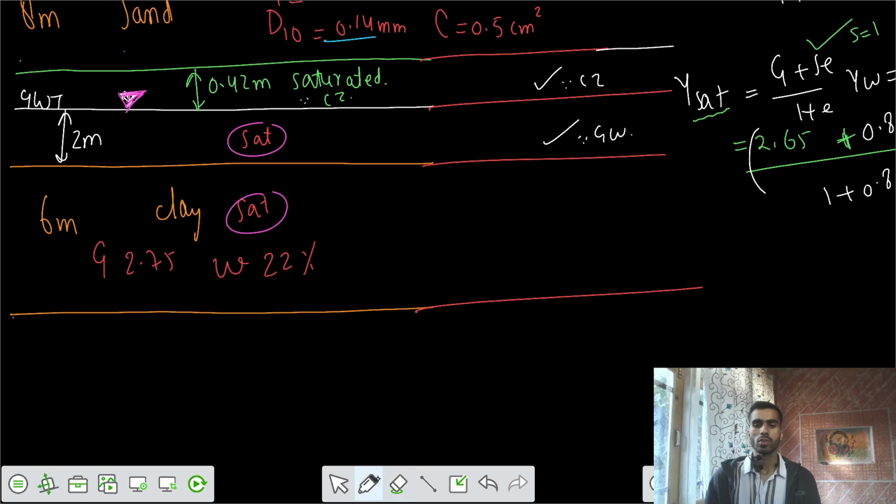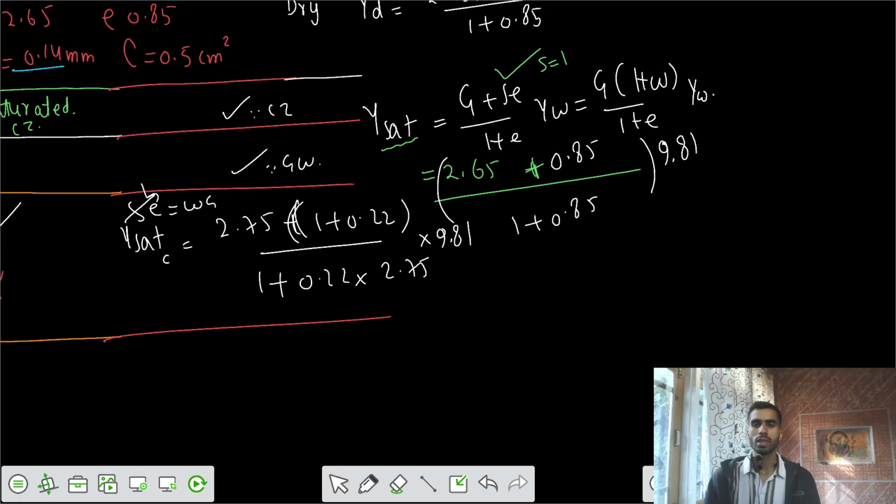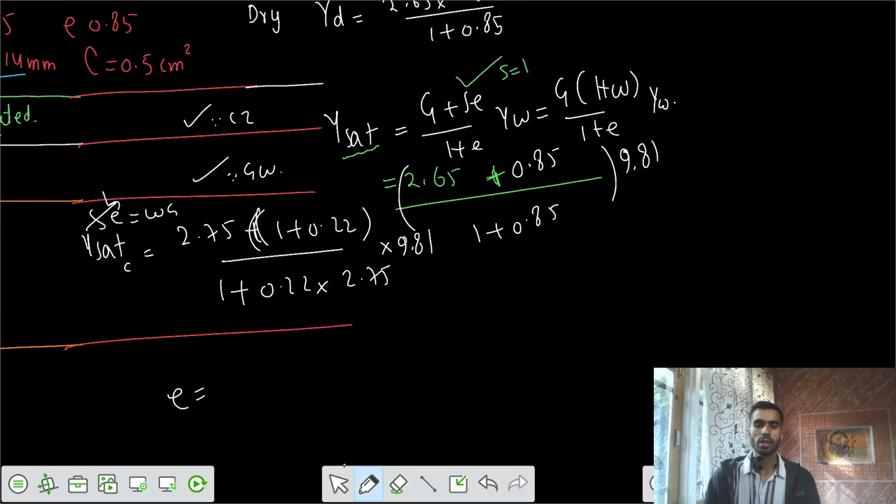What about the clay? This is also saturated because of gravitational water. And gamma sat for the clay is equal to G plus e, but in this case e is not given, so I would write S e equals w G. So your e can be replaced by w G. I would write finally G into 1 plus w by 1 plus w G, into 9.81. We'll be using that second part of the equation. Your e can be replaced by w G by S, but your S is 1, so your e becomes w G.